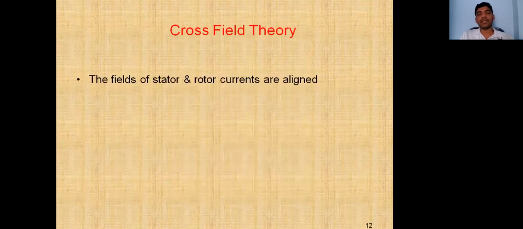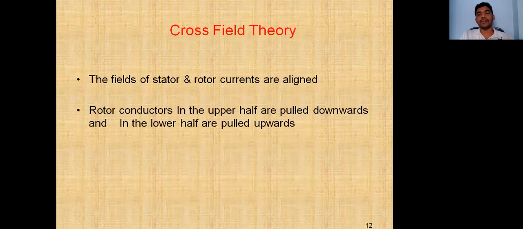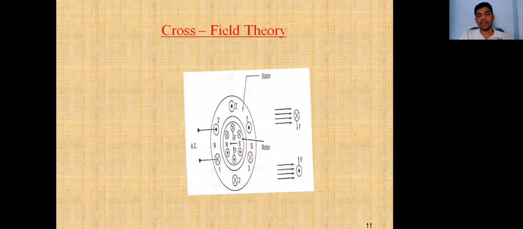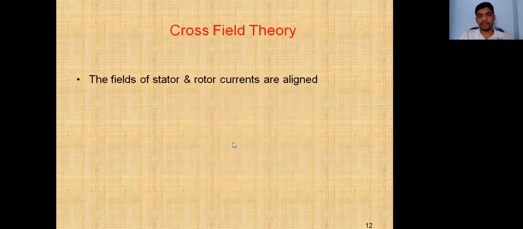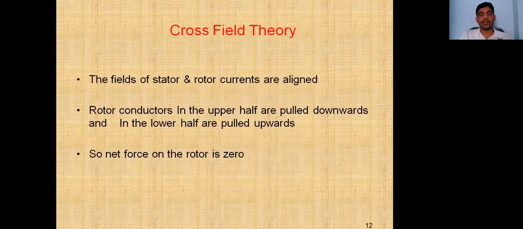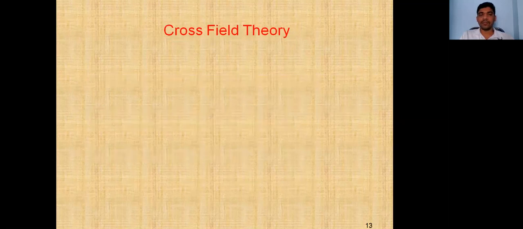The fields of the stator and rotor currents are aligned. The rotor conductors in the upper half are pulled downwards and those in the lower half are pulled upwards. So the net force on the rotor is zero. Give an initial start to the rotor.